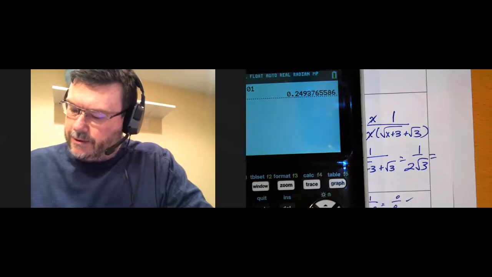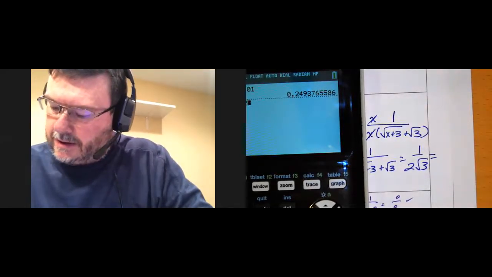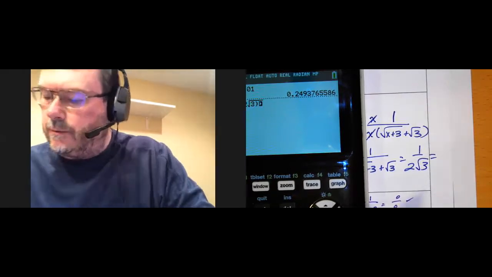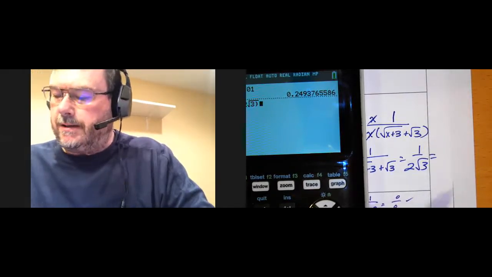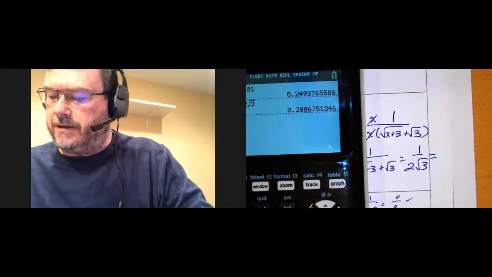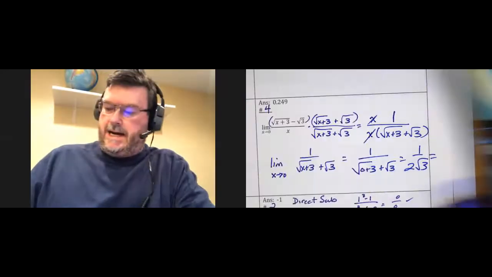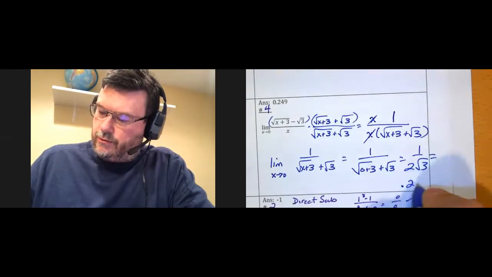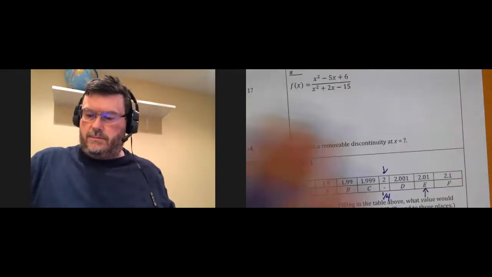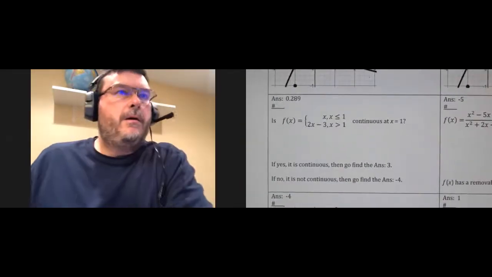1 divided by 2 square root. Oops. I've got to make sure that's in parentheses, because otherwise it will read it as 1 over 2 and then times the square root of 3. So this is 0.289. So that 0.289 comes back over to this page, and goes to this one.